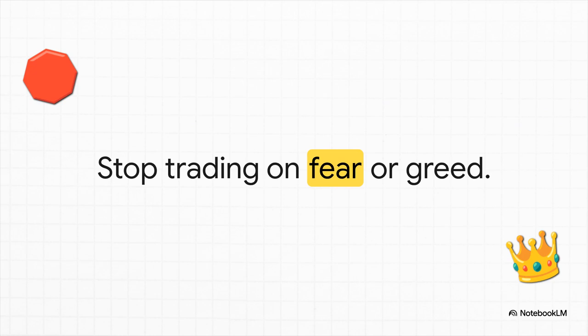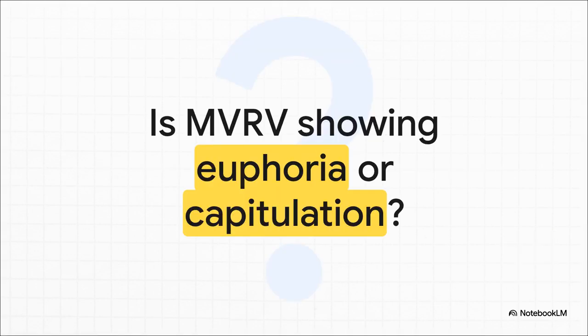Stop reacting to every single green and red candle like an emotional amateur. By anchoring your decisions to the hard, unmaskable on-chain cost basis, you start thinking and, more importantly, executing like an architect. You take back control. You rule the cycle. So, we're going to leave you with this final provocative challenge.